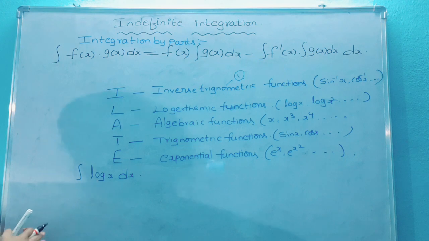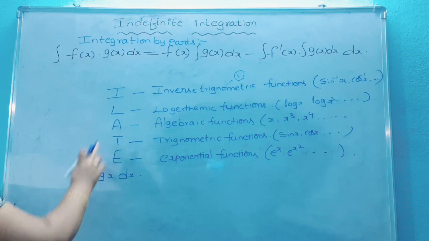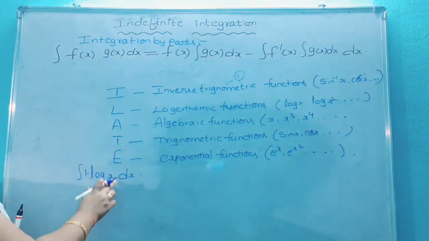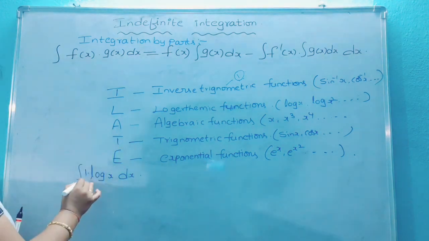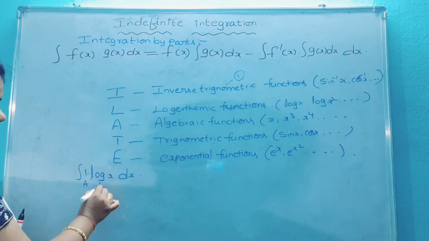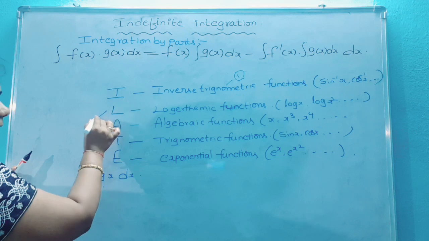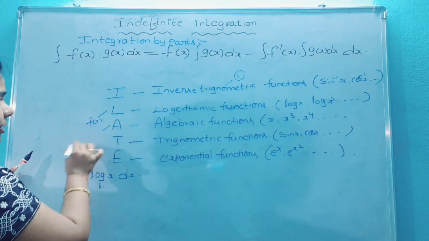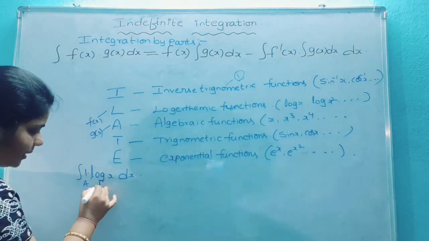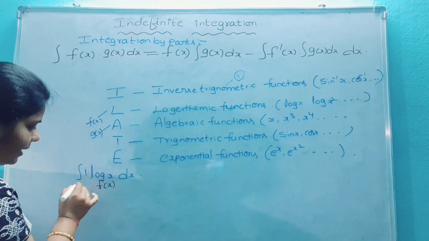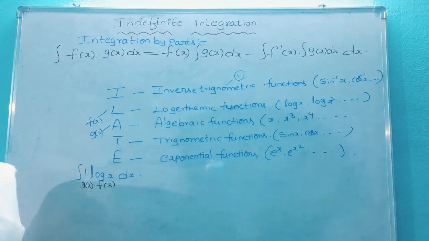Here this log x can be written as 1 into log x. 1 is the algebraic function, log x is the logarithmic function. Log x comes first, algebraic is next. So log x we take as f of x, and the algebraic function 1 we take as g of x. Okay, now apply this formula.